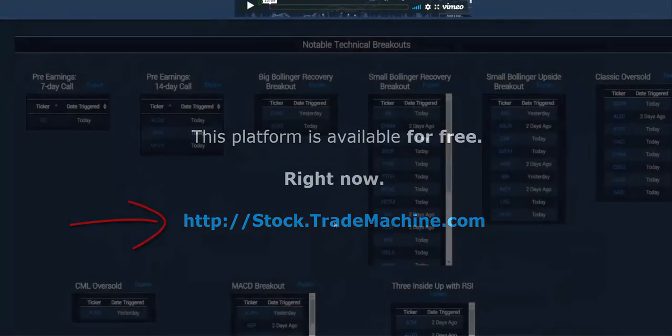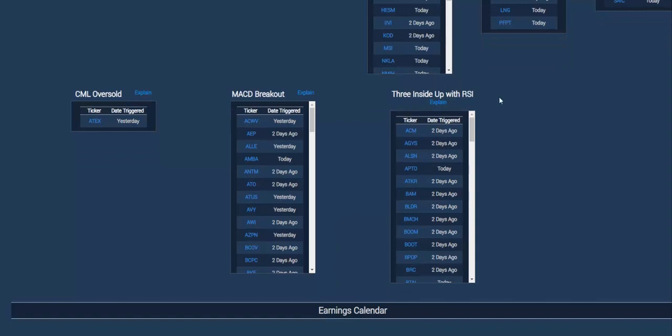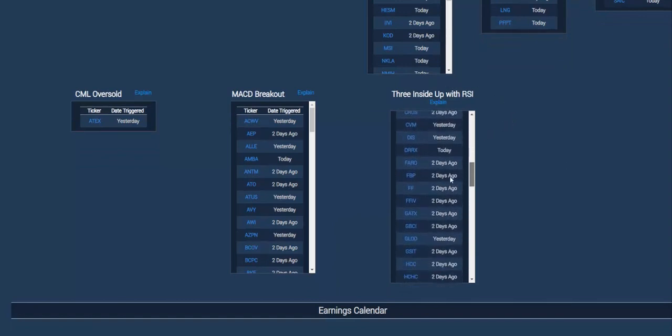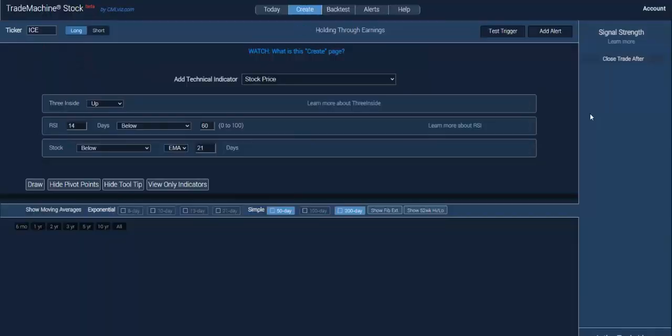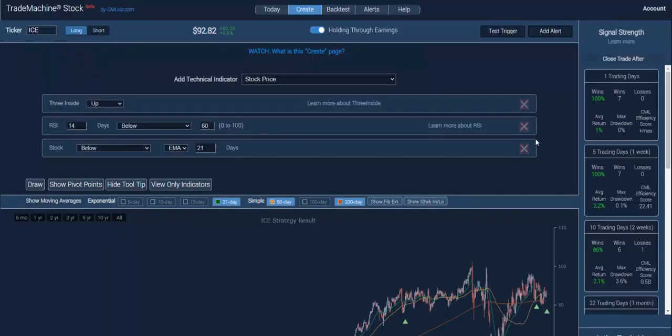Let's go down to the 3 inside and up with RSI, notable breakout, and I want to look at ICE. So I'll tap on the ticker, it will open up in the Create tab. These are the technical conditions that we're looking at.